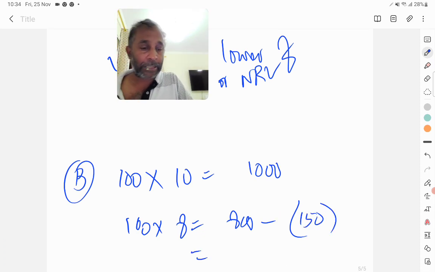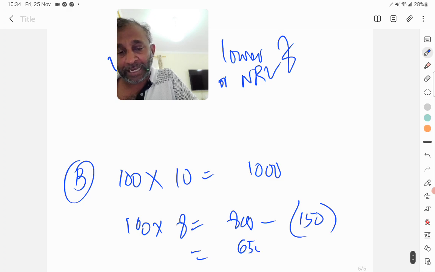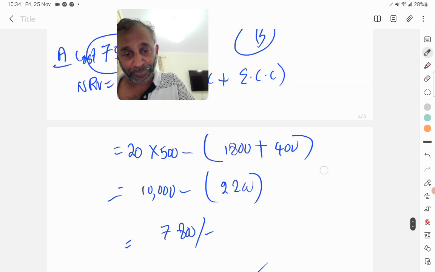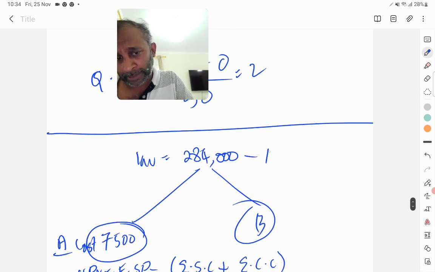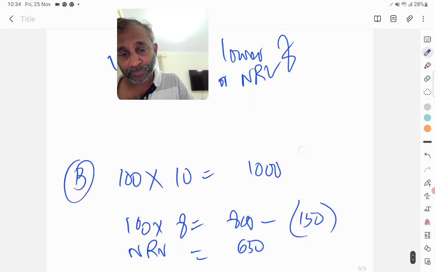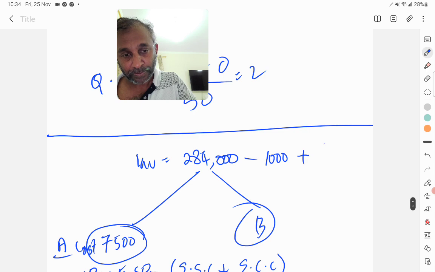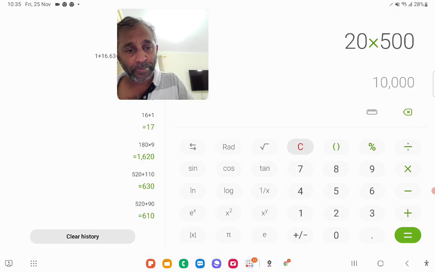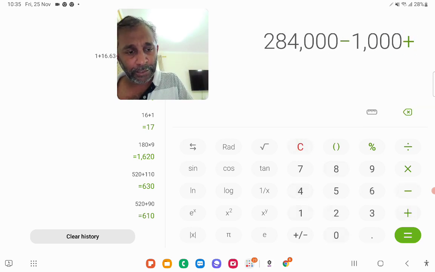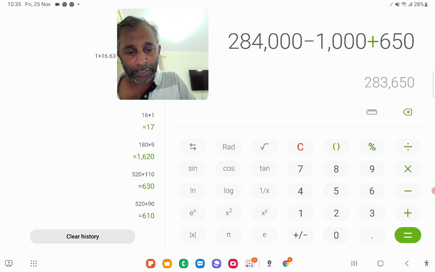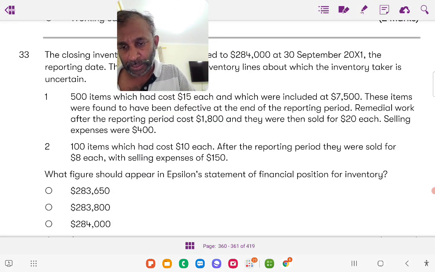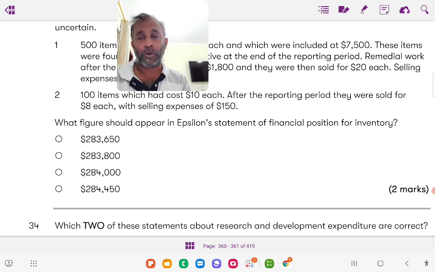So that means 650. Here NRV is lower than cost, so what you should do, you should subtract 1,000 and then add how much? 650. So that is the revised answer. So let's work it out. 284,000 minus 1,000 plus 650. So 283,650. So you have that answer there. That is option number 1.